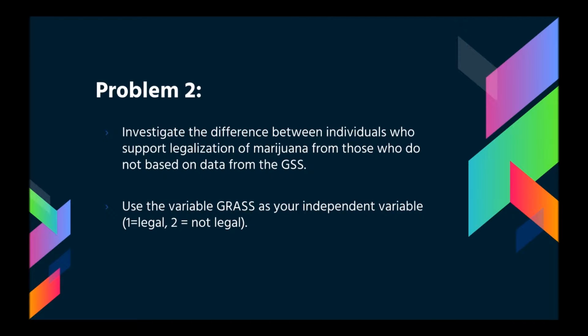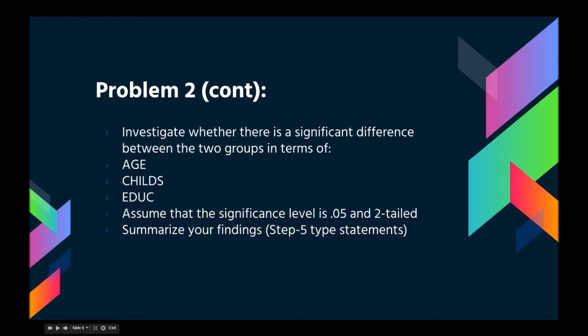Problem 2 asks us to investigate the differences between individuals who support legalization of marijuana from those who do not, based on the data from the GSS survey. Use the variable grass as your independent or grouping variable, where 1 equals legal and 2 equals not legal. You're going to investigate whether there is a significant difference between these two groups. And these groups are age, number of children, and education level. And you're going to assume that your significance is 0.05 and that you're doing two-tailed tests. And then based on your analysis, based on the output we're going to retrieve, you're going to need to write 3 step 5 type statements summarizing your findings.